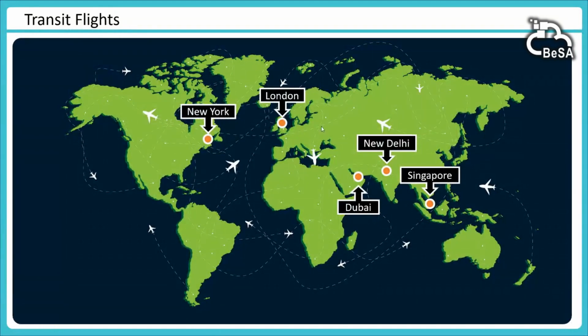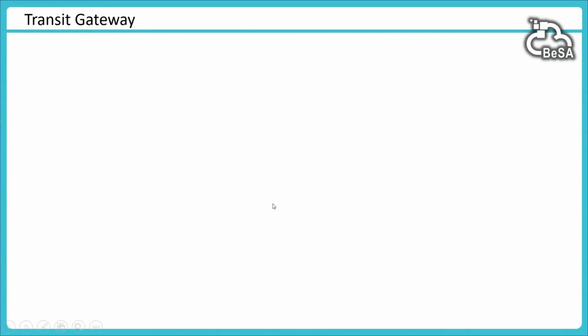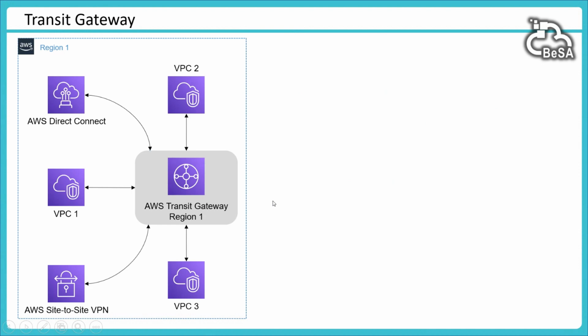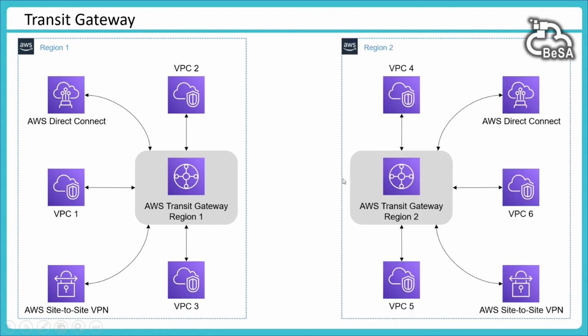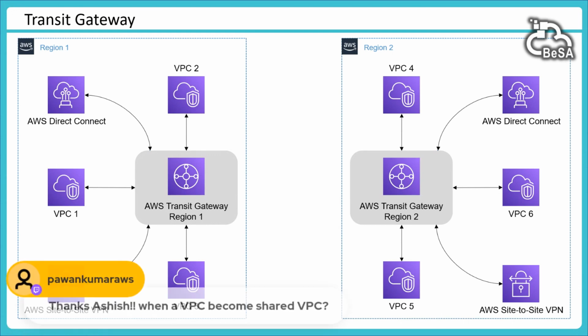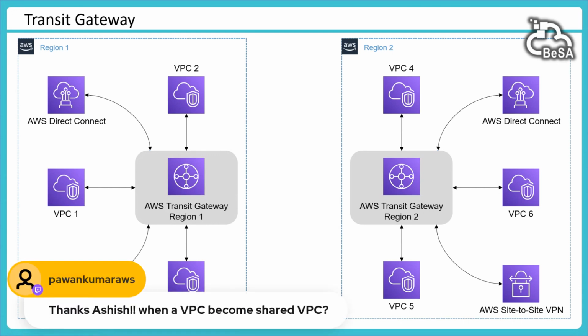Now, we do not have time, so I can't explain more details, but I'll talk a little bit more on transit gateway. So this is what a design of transit gateway would look like, region one, and then we would be utilizing it. Question from Pawan: when a VPC becomes shared, when you add its entry into the routing table?